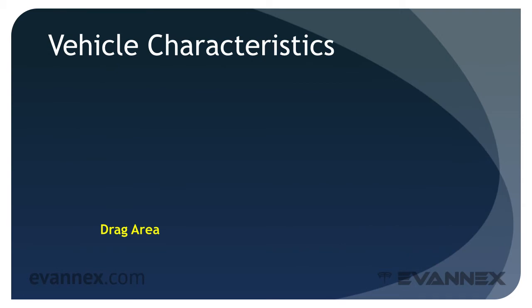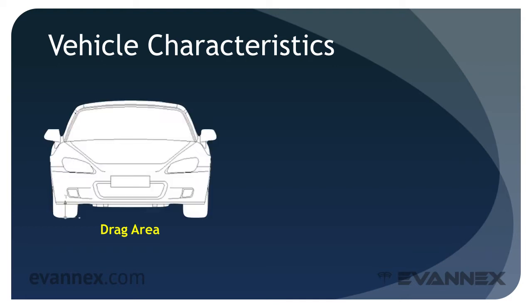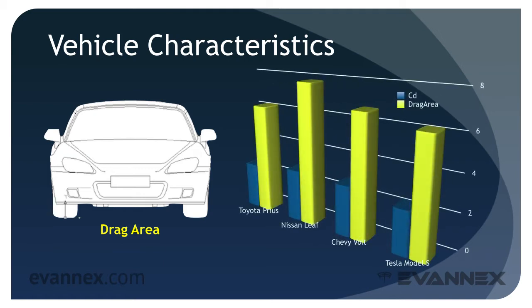As we've discussed, design is a pivotal factor in building an EV with good range, and a major design objective is to reduce drag. Drag area is the front-facing area that is impacted by airflow as the vehicle moves forward, measured in either square feet or square meters. To illustrate how a few of the most popular EVs compare to one another, here's a histogram for drag area, represented in yellow, and the drag coefficient, represented in blue. To make the chart easier to read, we've multiplied the drag coefficient by 10.